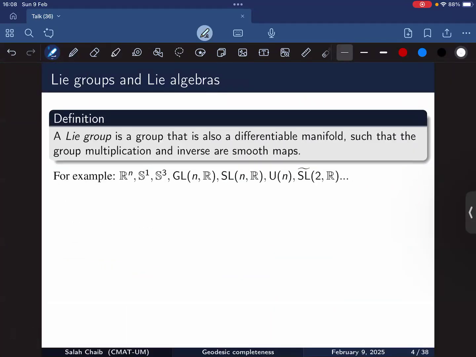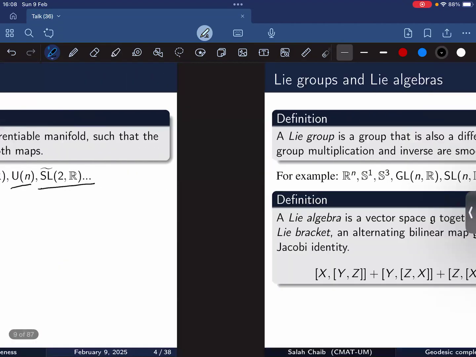First of all, I will define what a Lie group is. A Lie group is a differentiable manifold for which the group multiplication and the inverse operation are smooth maps. The usual examples are Rⁿ with the addition of vectors. S¹ is a Lie group, S³ as well, and they are the only spheres that are Lie groups. These are matrix groups, SL(n) and U(n). The universal cover of SL(2,R) is not a matrix Lie group, but it's still a Lie group.